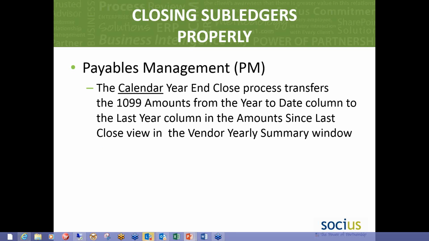But the calendar year-end close in payables transfers the 1099 amounts from the year-to-date column to the last year column in the amount since last close view in the vendor yearly summary window. And I'll show you that window. But I don't want this statement to scare you, because that doesn't mean that if I don't close my year right on time, that I'll get misinformation on my 1099s. And I'll talk about that in just a second.